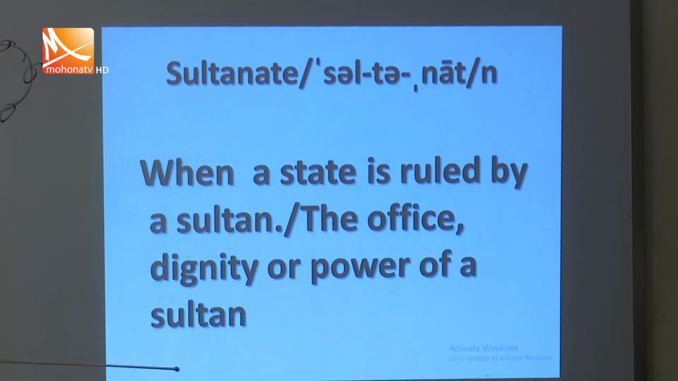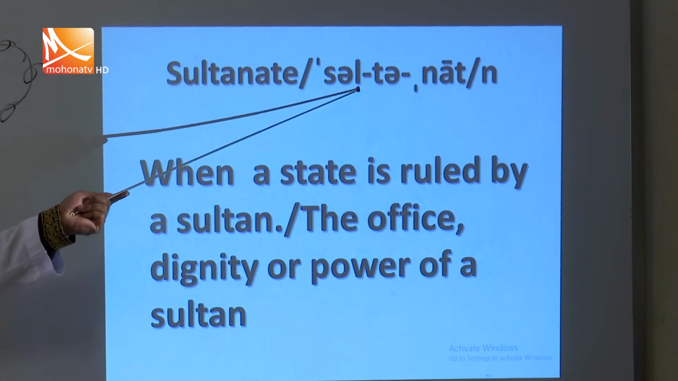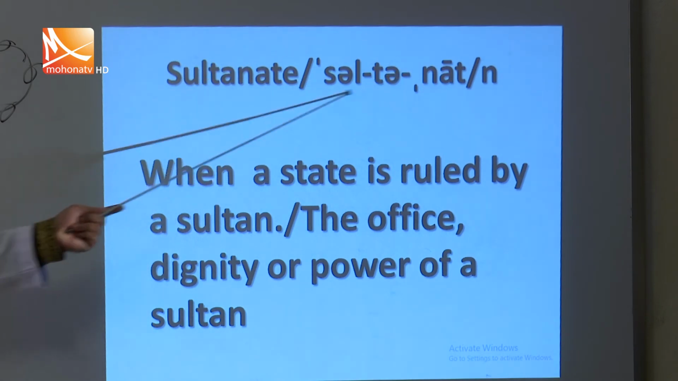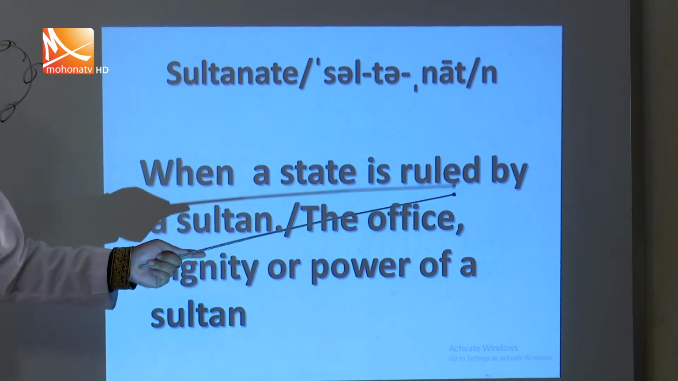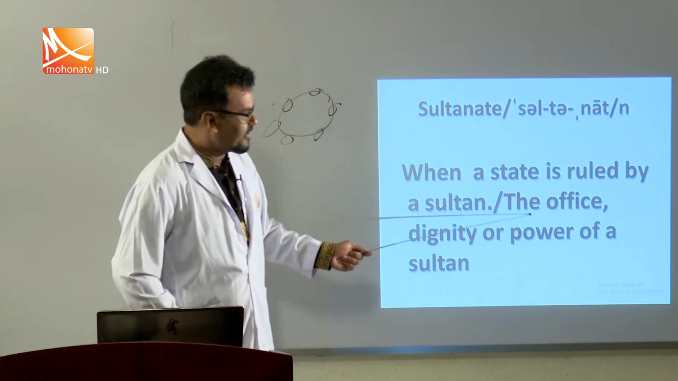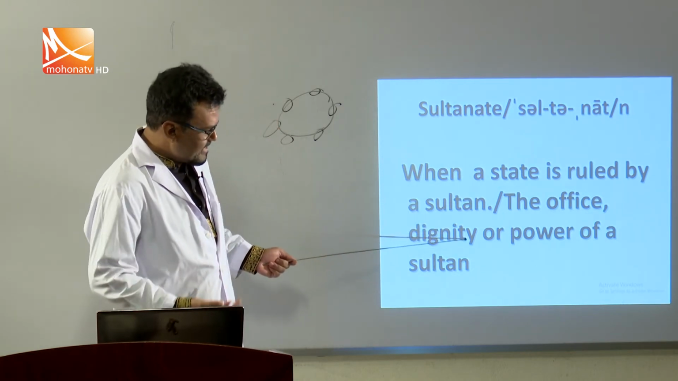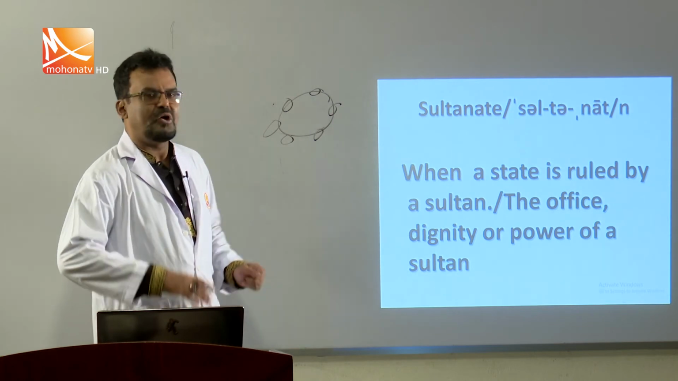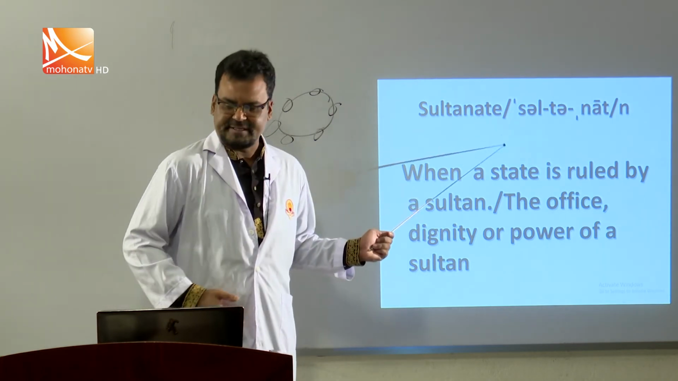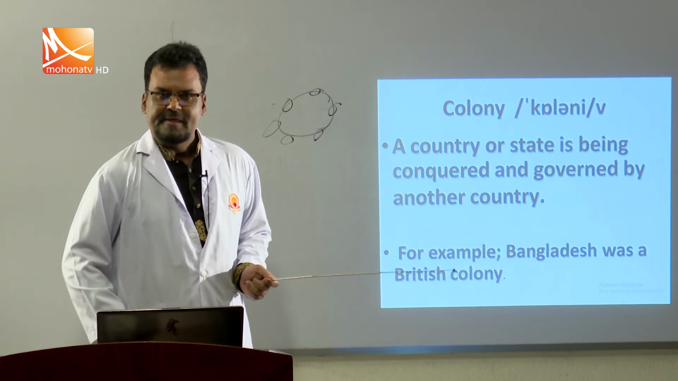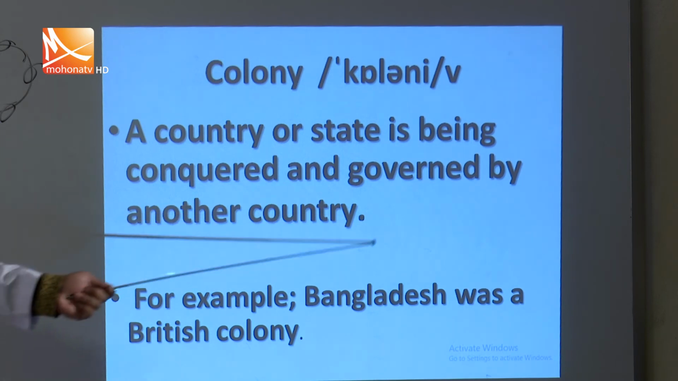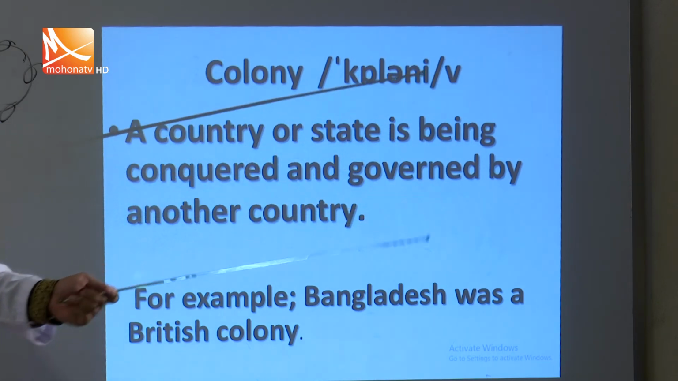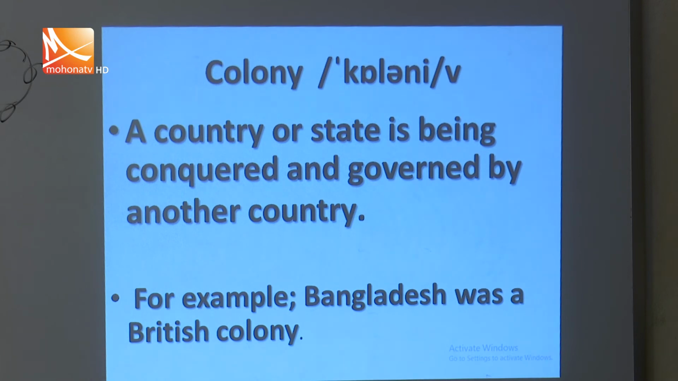Sultanate, I have described earlier. The pronunciation is sultanate, and it is a noun. When a state is ruled by a sultan, or the office, dignity or power of a sultan, all these refer to sultanate. Colony. A country or state being conquered and governed by another country. As I told you, Bangladesh was also a British colony. The British came here, they captured it and they ruled it.